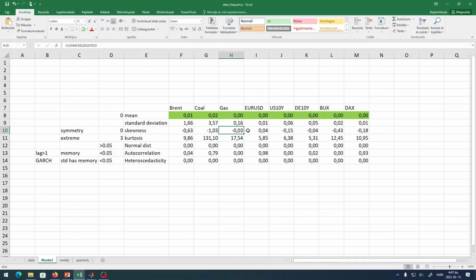But if you are looking at natural gas and euro US dollar, we can see that it's quite close to zero. So it's close enough to highlight it with green, because okay, that's not it also. Also German government bonds. But the rest we can see that it has a tendency to go up or down, mostly down.